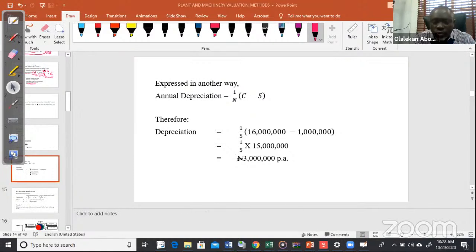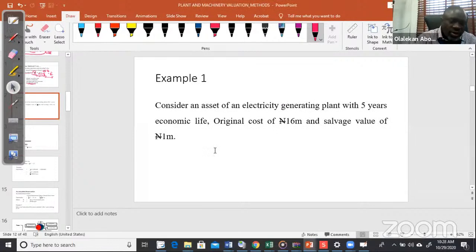The one that I promised to go back to, the question. Okay, let me go back to the question. It's a very simple question. There are other questions we attempt. Okay, so this is the question, please. Noble colleagues, you that are interested, quickly, before we move further. Consider an asset of an electricity generating plant with a 5 year economic lifespan. The original cost of the asset is 16 million and the salvage value is 1 million.